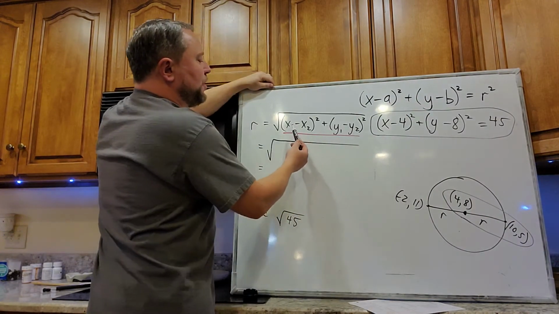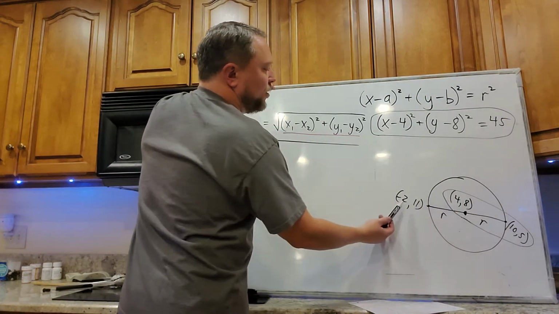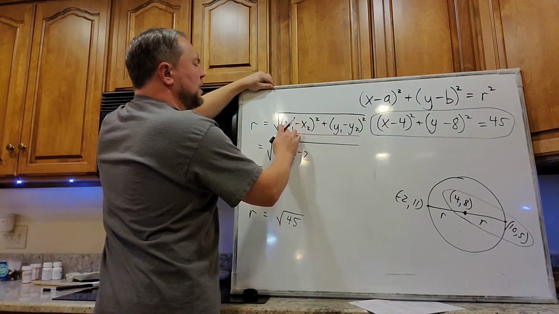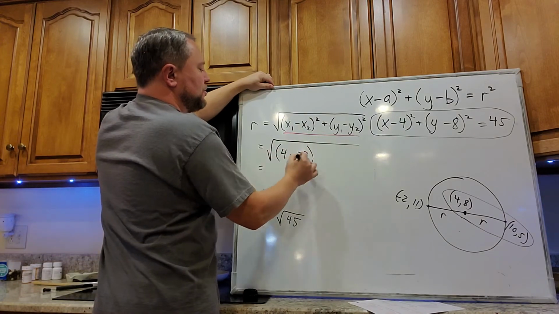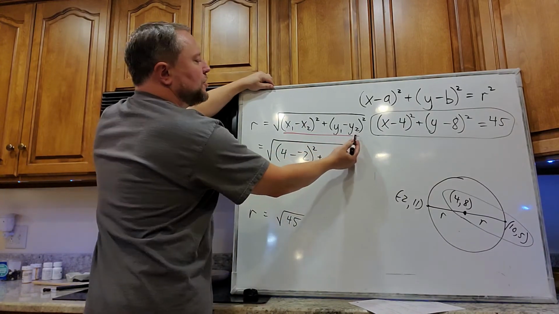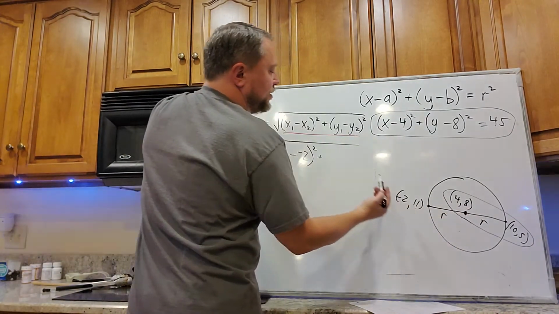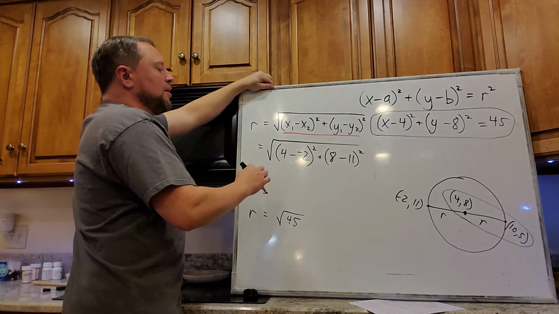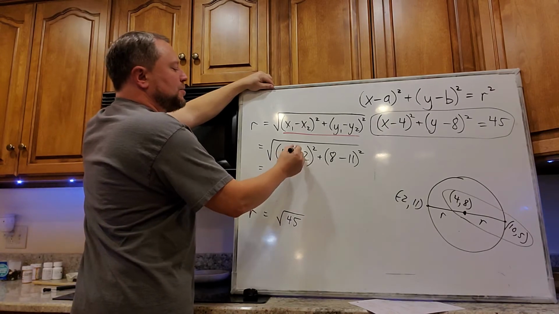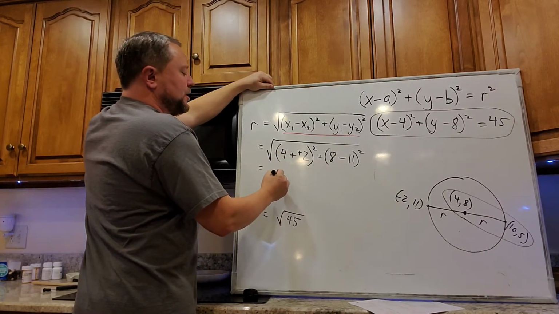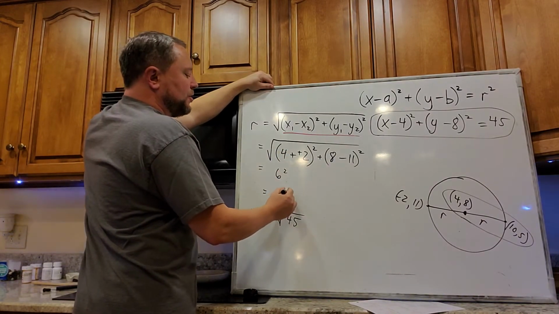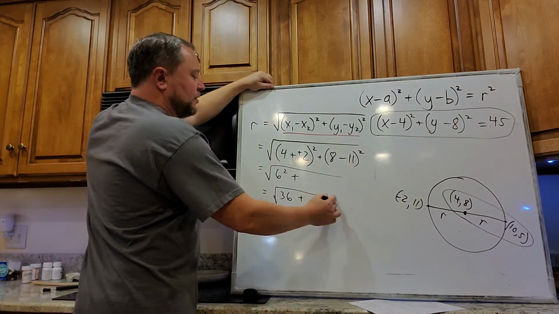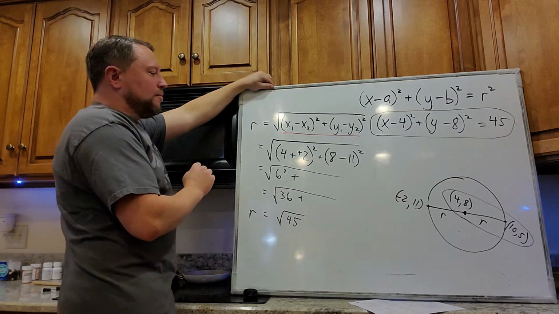Okay, this time when I plug in here, I'm going to use 4 and -2 for my x values and subtract those. Subtract your y values, so 8 minus the 11. Square that. A double negative is a positive, 4 plus 2 is 6, 6 squared is 36. If you recall correctly, that's the same value I had just a minute ago.